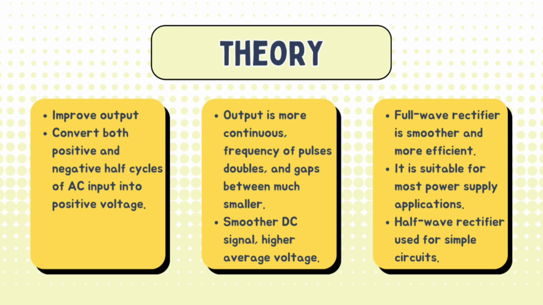Overall, a full-wave rectifier is stronger, smoother, and more efficient compared to a half-wave rectifier. It delivers a better DC output with fewer gaps, making it suitable for most power supply applications. Half-wave rectifiers are mainly used for simple, low-power circuits.